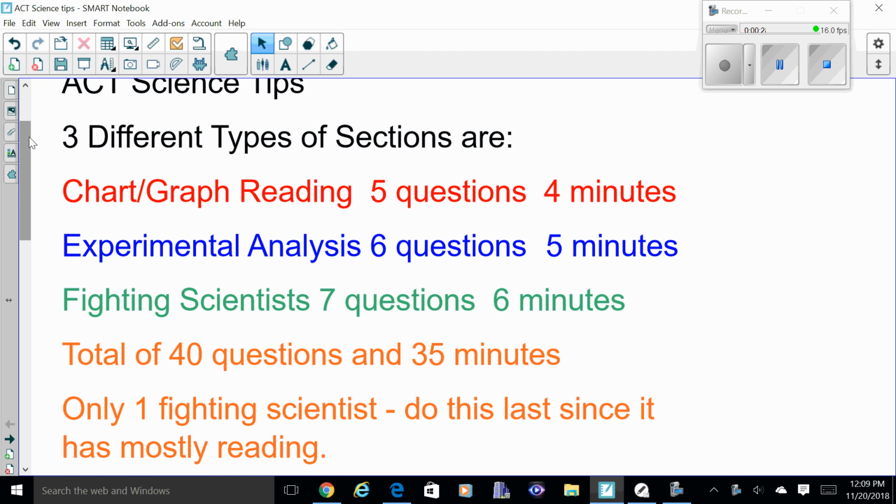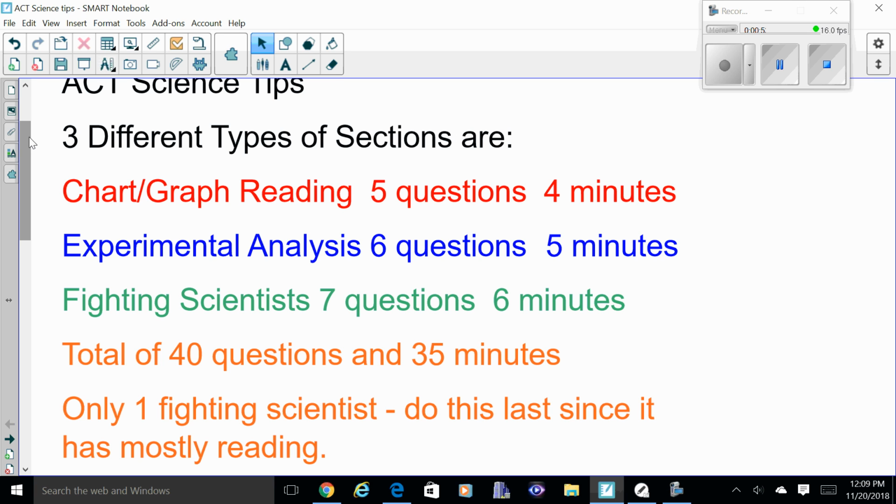After you get done with the charts and graphs, it'll be the section that we talk about today, and that's all about experiments. You're going to have different experiments that you have to analyze, and they usually have 6 questions in them. And then the last section, which you're going to try to wait till the very end to do, is the fighting scientist, which usually has 7 questions. There's only one fighting scientist section, and that's why you do that one absolutely last.